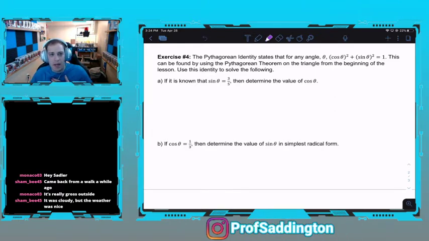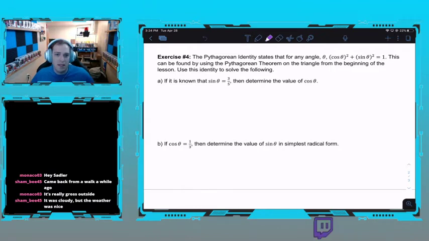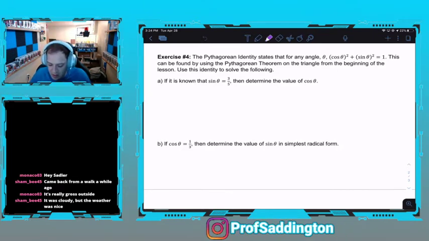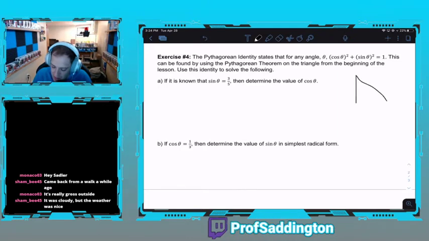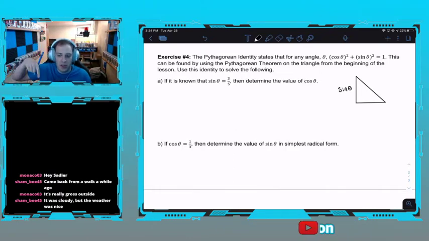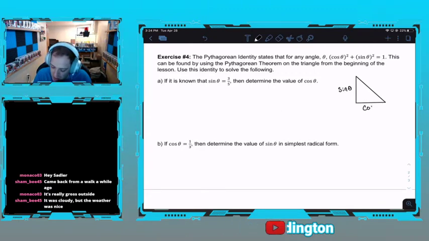So, in exercise number 4, it says that the Pythagorean identity states that for any angle theta, cosine theta squared plus sine theta squared is equal to 1. This can be found by using the Pythagorean theorem on the triangle from the beginning of the lesson. So at the beginning of the lesson, I told you guys that if you have a triangle, sine theta is always going to represent the height because it's the y value. It goes up and down. Cosine is always going to represent your horizontal.